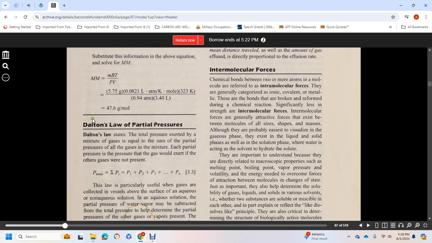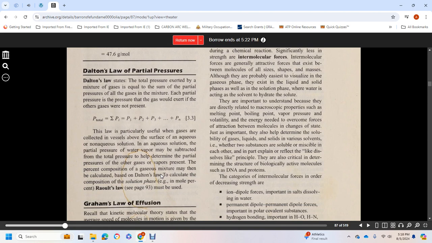Alright, Dalton's law of partial pressures. Dalton's law states that the total pressure exerted by a mixture of gases is equal to the sum of the partial pressures of all the gases in the mixture. Each partial pressure is the pressure the gas would exert if the other gases were not present. P total equals P1 plus P2 plus P3 up to Pn. The law is particularly useful when gases are collected over aqueous solutions: the partial pressure of water vapor may be subtracted from the total pressure to determine the partial pressure of the other gas present.